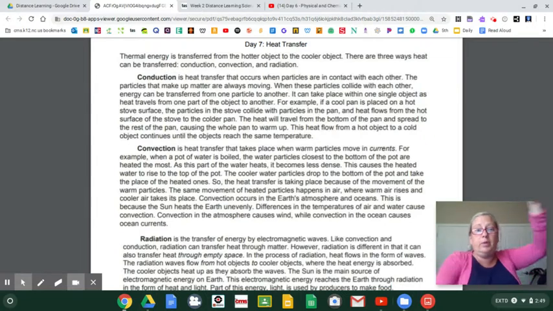The same movement of heated particles happens in air, where warm air rises and cooler air takes its place. Convection occurs in the Earth's atmosphere and oceans. This is because the sun heats the earth unevenly, uneven heating and cooling. Differences in the temperature of air and water cause convection. Convection in the atmosphere causes wind, while convection in the ocean causes ocean currents. Air, water, atmosphere.